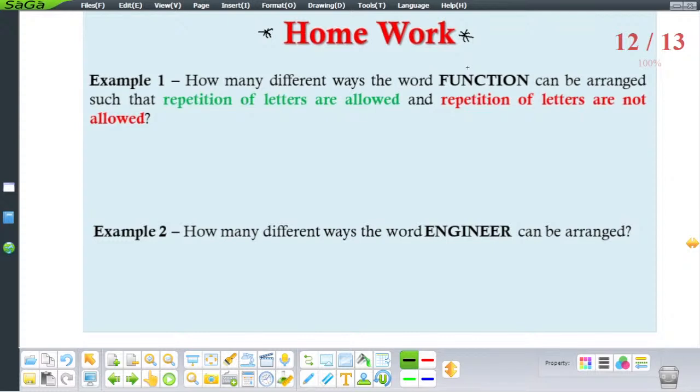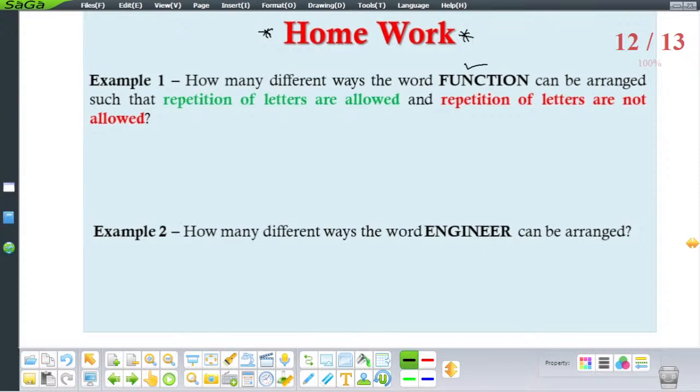So engineer can be arranged. The word is given directly. Now you can see in this type, repeated letters are there. E is repeated thrice and N is repeated twice. So first you have to count the number of letters, and divide by the factorials of the repeated letters. Based on that you have to solve it. Hope you are getting all the points.